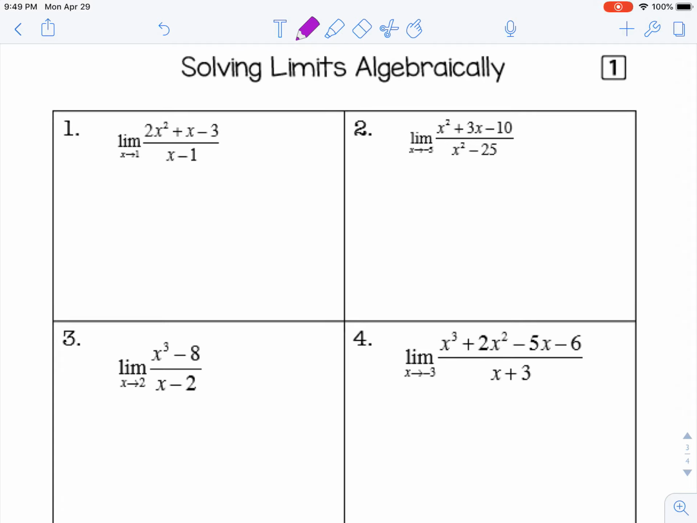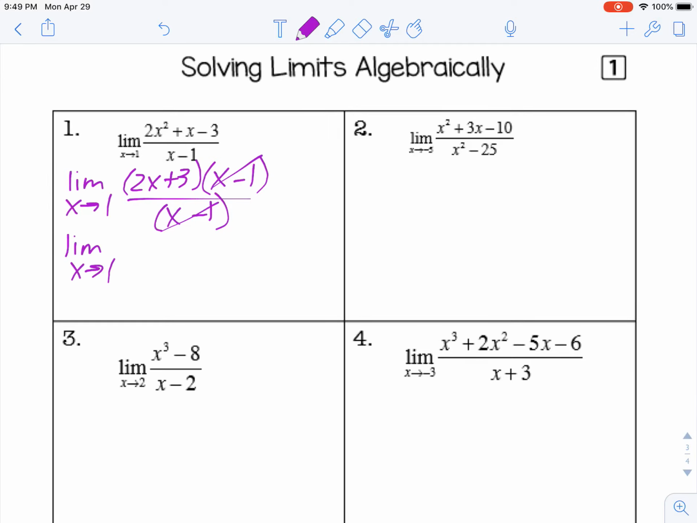All right, so we got limit as x approaches 1, factor your numerator. That's going to factor into 2x plus 3 times x minus 1. This is a good time to pause the video and try the problem and then play it again, and you can fast forward through what I'm saying. Limit as x approaches 1 of 2x plus 3. 2 times 1 plus 3. So we're going to get 5 for that.